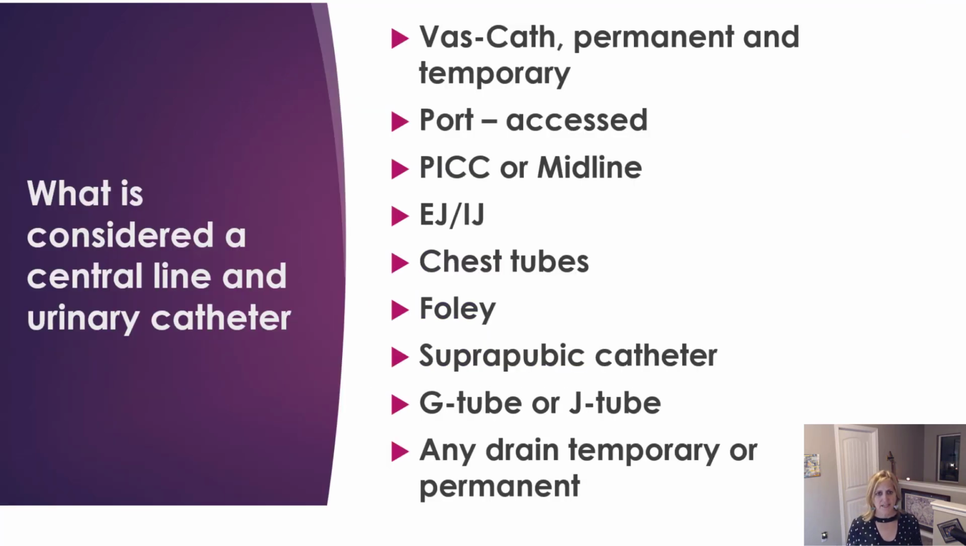What's considered a central line and urinary catheter? So a vas cath, either permanent or temporary. A port when it's accessed. A PICC or midline. We actually do a CHG wipe for patients with midlines, even though I think the true definition of a central line is not considered, a midline is not considered a true central line. An EJ or IJ. Chest tubes, Foleys, suprapubic catheters, G tubes or J tubes, and any drain, temporary or permanent.